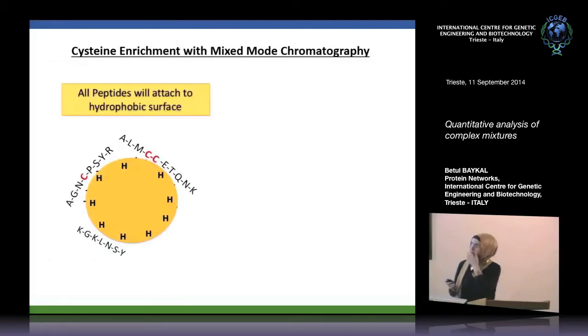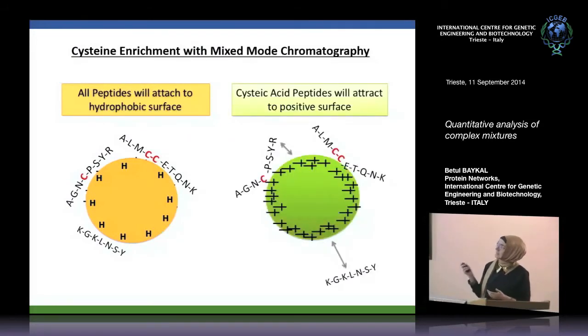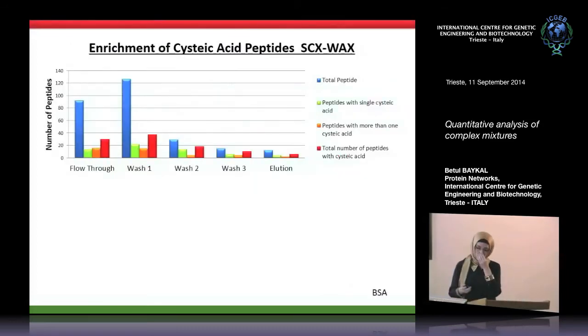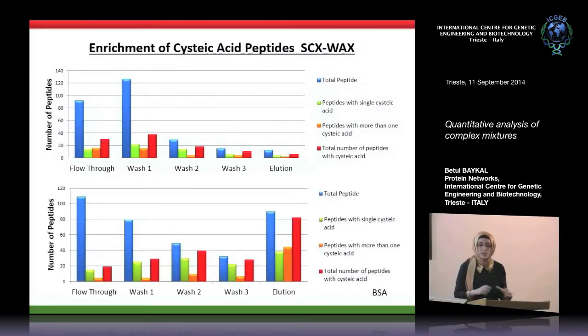So you can understand better here with this scheme. In normal reverse phase, peptides with cysteic acid and also peptides not containing cysteine will be attached. All the acidic peptides will be attached in here. While in this kind of chromatography, I'm expecting peptides with cysteic acid will attach, and the rest of them will be repelled. So then we moved to weak anion exchange, and the results got better.